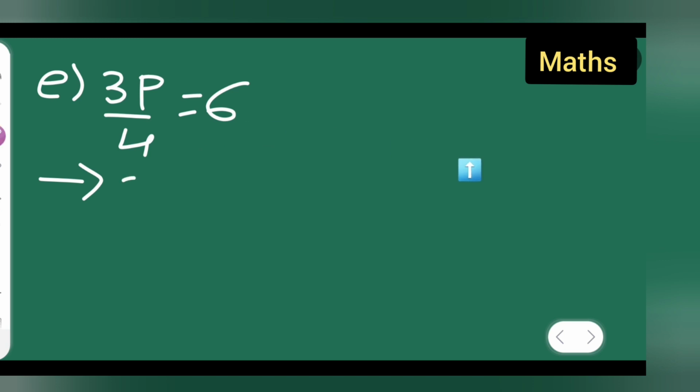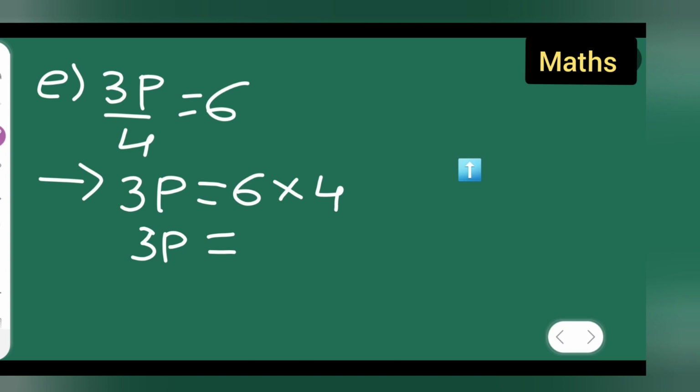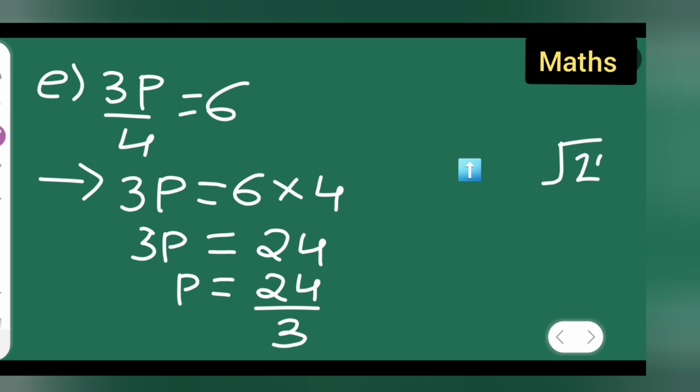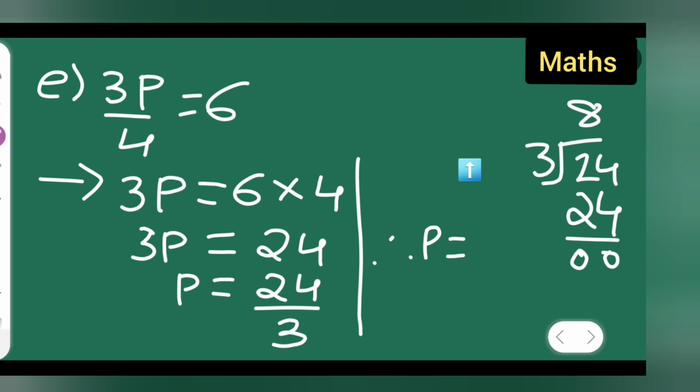So how you are going to do this? Write 3P is equal to 6 multiplied by 4. So 3P is equal to, you will get 4 6s are 24. So your P is equal to 24 upon 3. Okay. So now you divide and see what you are going to get. 24 and here it will be 3. So you will get 3 8s are 24. So what is your answer? So therefore P is equal to 8.